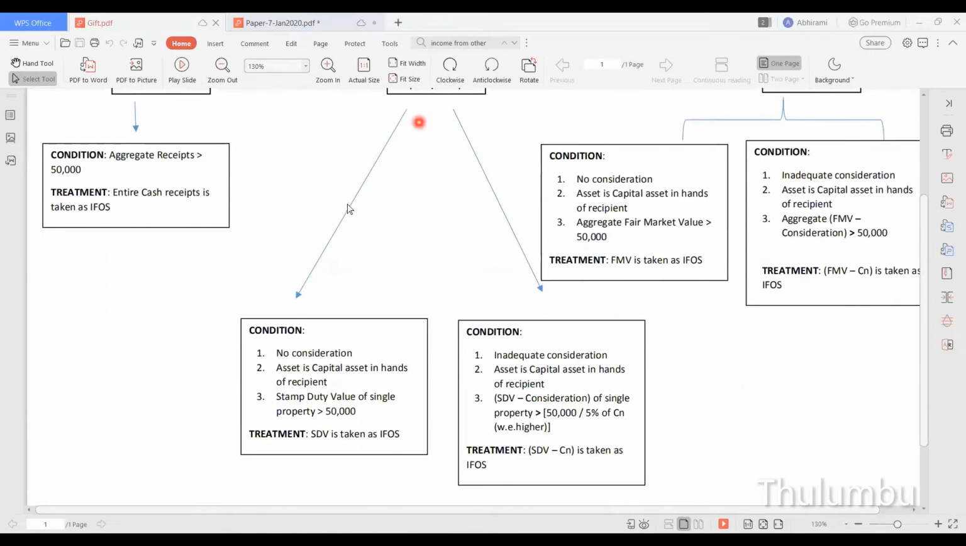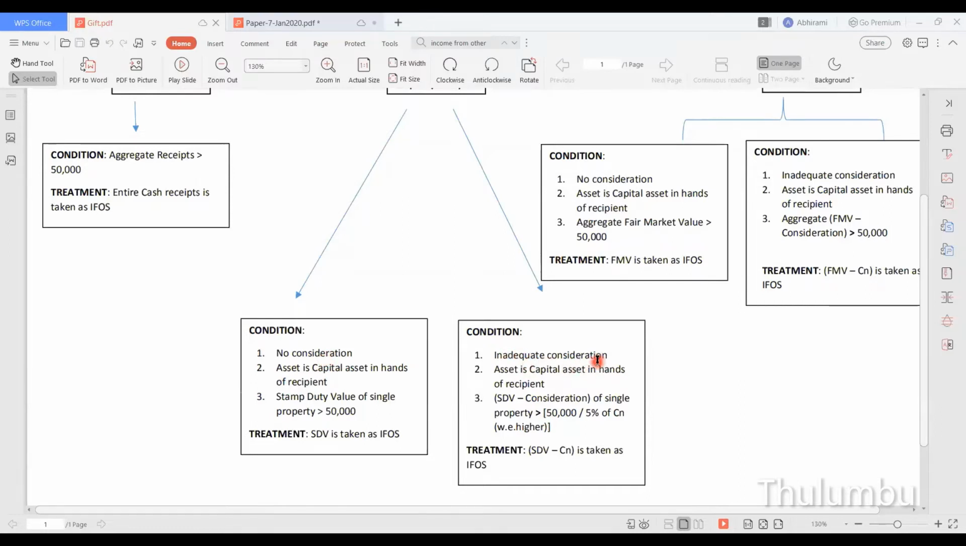So say if I am receiving a building, there are two scenarios here. One is for no consideration, the other is for inadequate consideration. No consideration means, for example, my friend gives me a building as a gift. It is called no consideration.